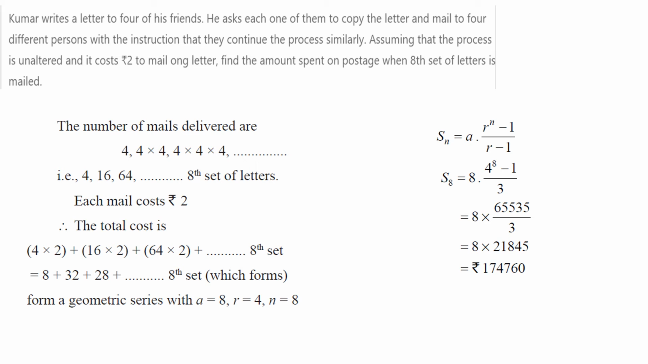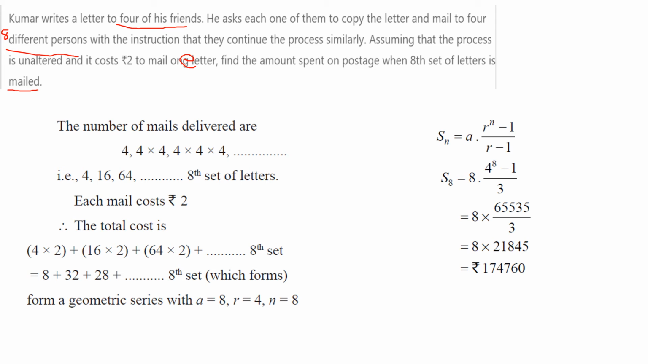Next, 8th sum. Kumar writes a letter to 4 of his friends. He asks each one of them to copy the letter and mail to 4 different persons with the instruction that they continue the process similarly. Assume that the process is unaltered and it costs rupees 2 to mail one letter. Find the amount spent on postage when the 8th set of letters is mailed.